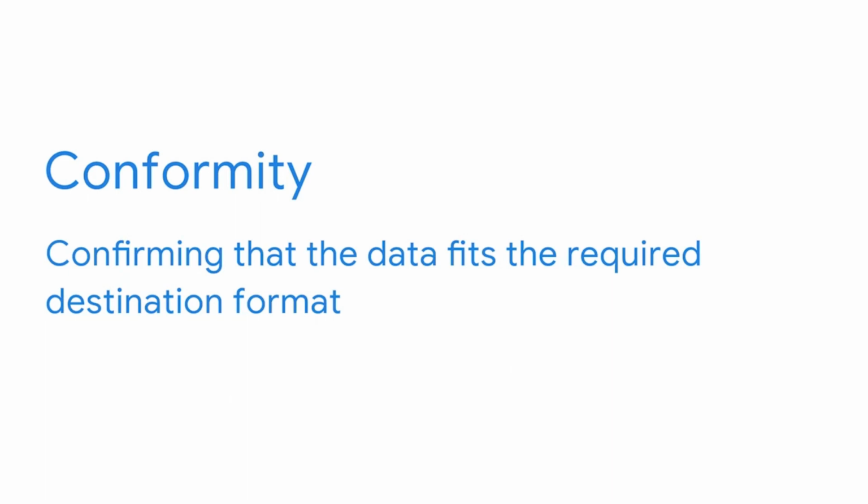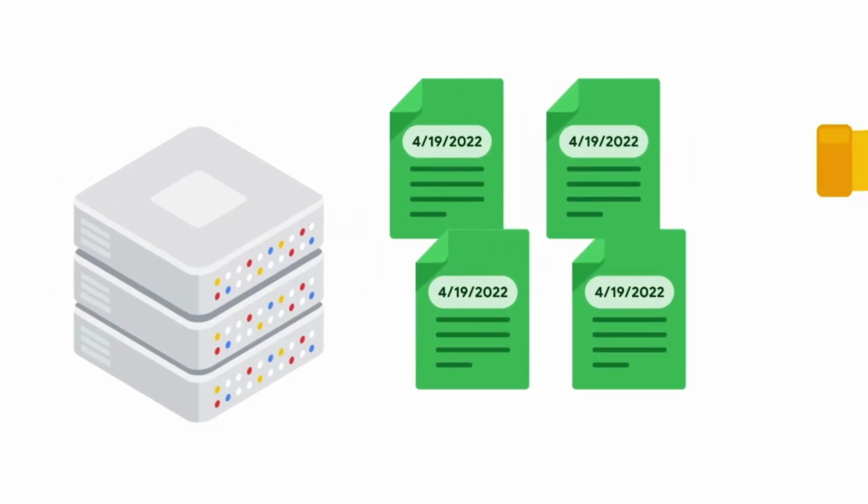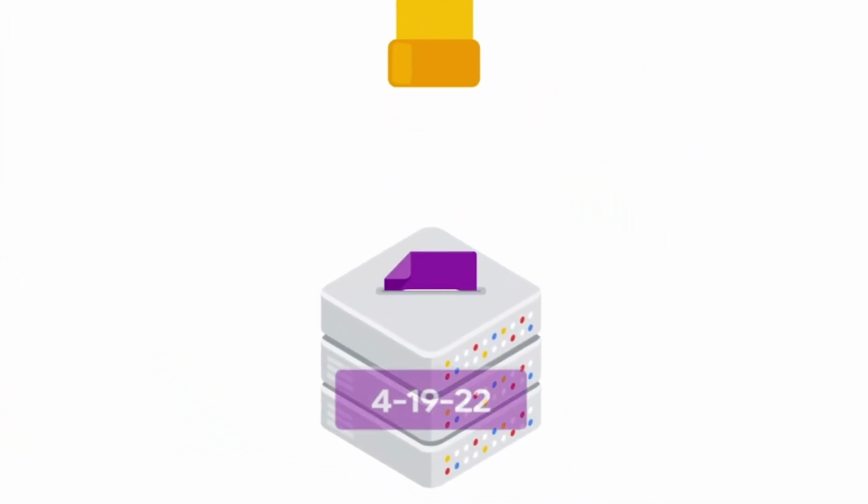Next is conformity. This element is all about whether the data fits the required destination format. Consider sales data in an ETL pipeline. If the data being extracted includes dates of sale that don't match the dates that the destination table is designed to hold, that's going to create errors.